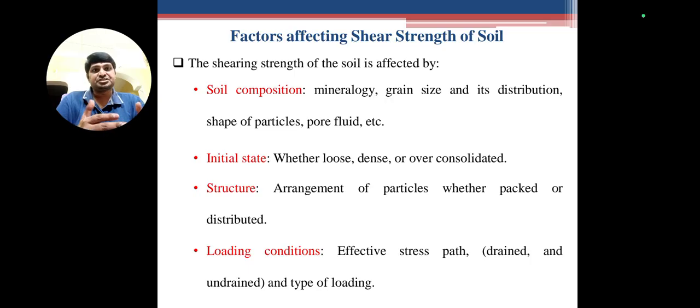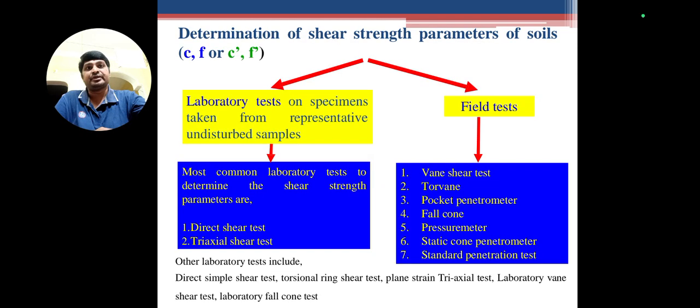Then coming to the initial state, whether it is a loose state or dense state, over consolidated, normally consolidated or under consolidated state, it becomes a factor that affects the shear strength of the soil. The structure also affects the shear strength, the arrangement of the particles, whether packed or distributed. Loading conditions also affect the shear strength, as does the effective stress path, whether a drained or undrained path, what type of loading it is going through. So these are a number of factors that will affect it.